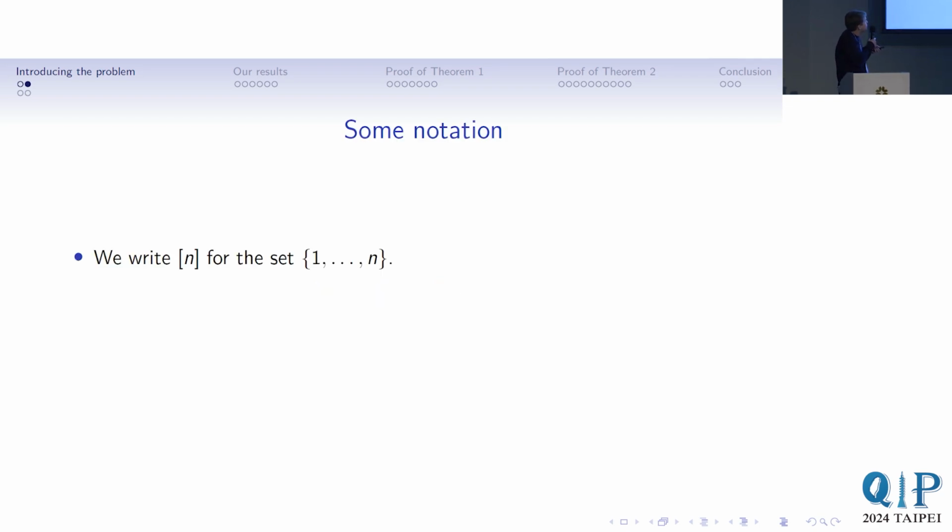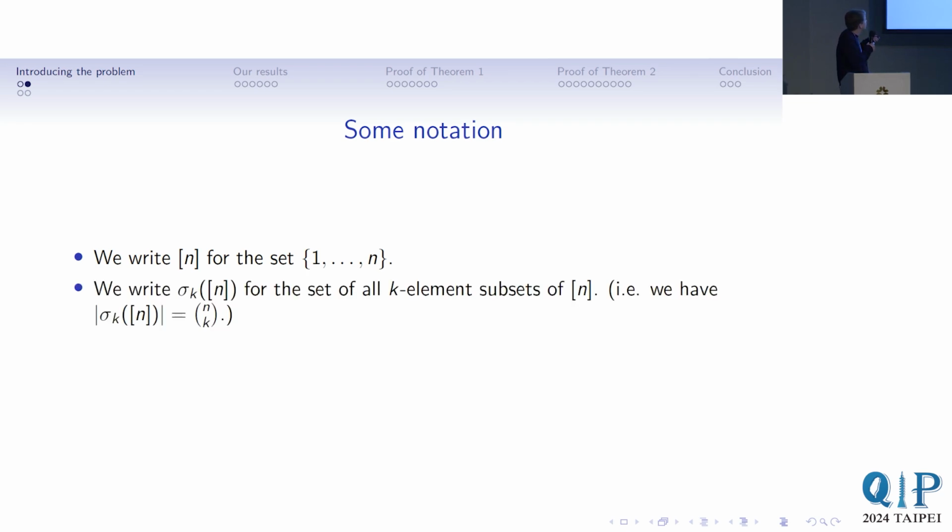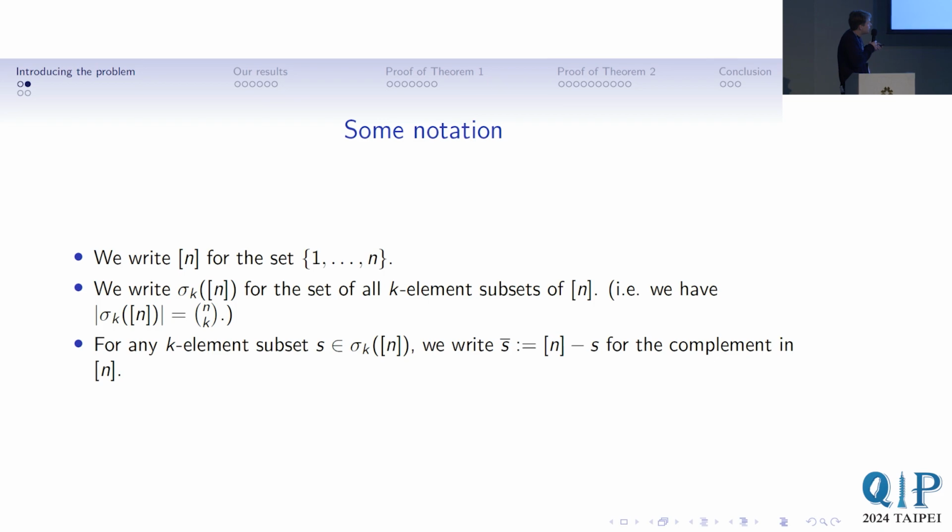So just some notation first of all. I'll write [n] for the n element set, and I'll write sigma sub k of n for the set of all k element subsets of the n element set. So the cardinality of this set is n choose k. And for any k element subset, we'll use this overline notation to represent the complement in the n element set. So that's just some notation first of all.